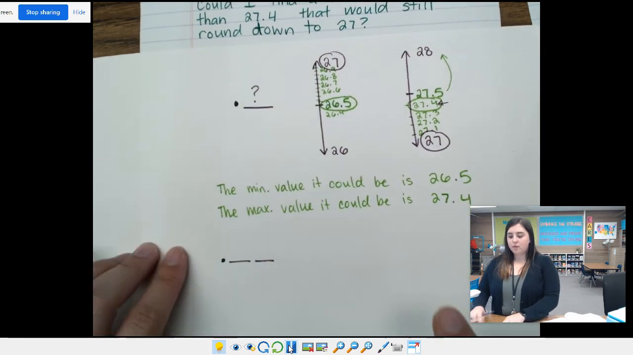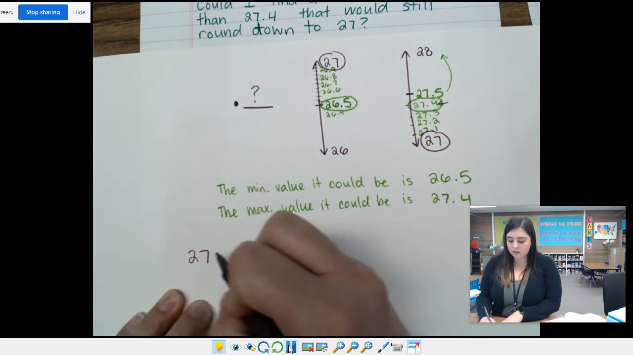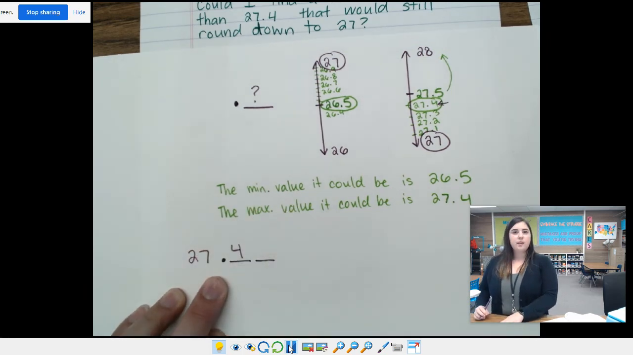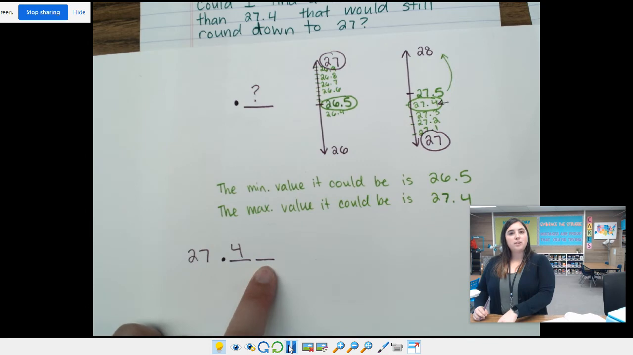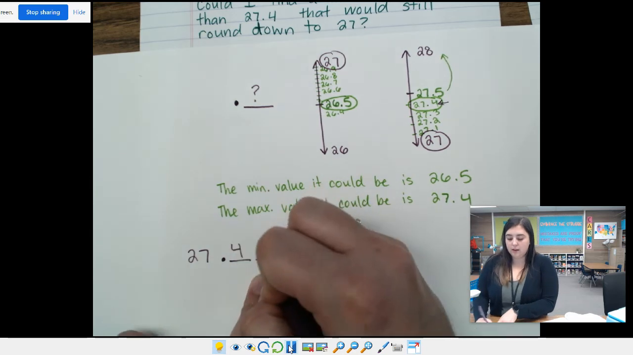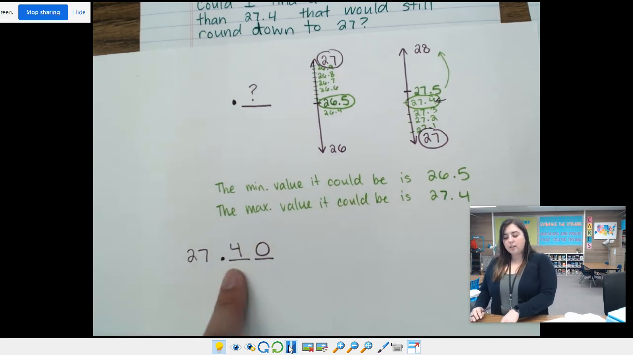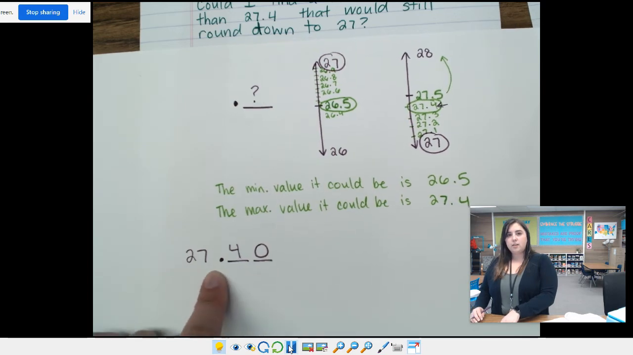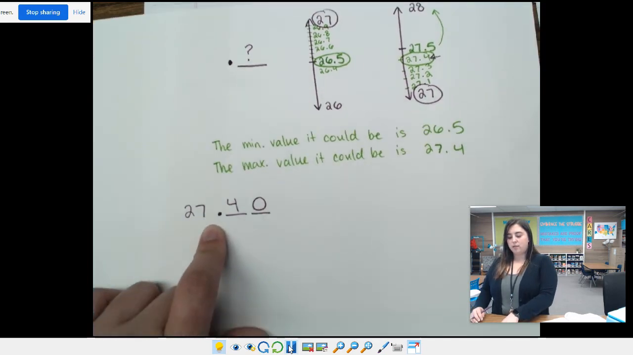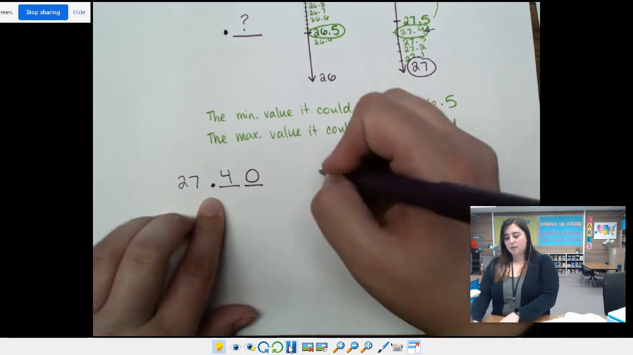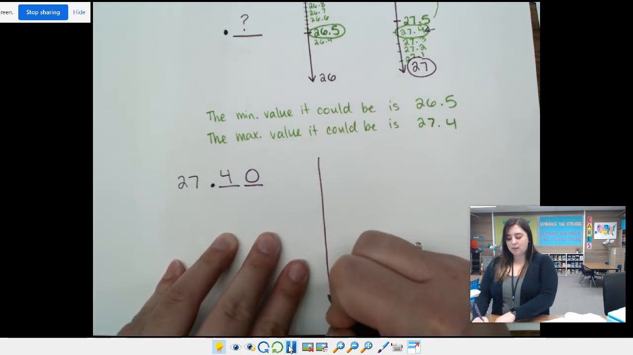I'm going to write that number 27 and 4/10 here. If I added an extra digit behind the 4, what would be there? Right now it's just invisible. I have 0. Is there anything larger than this that would still round down? I want you to decide.